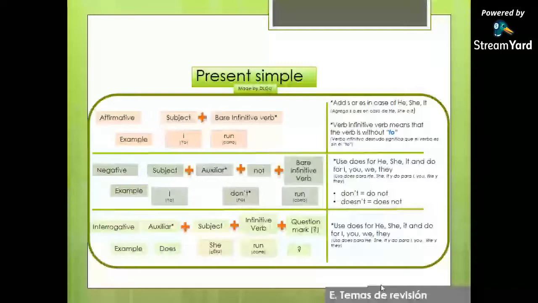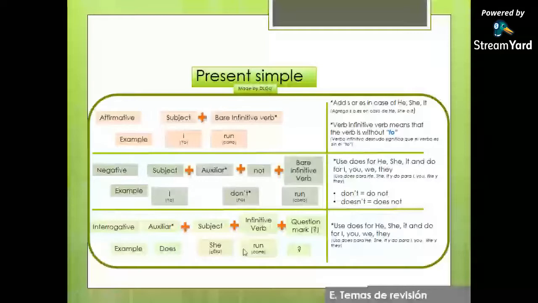Also, remember that you need to practice a lot of present simple, because during week 1 we started with this topic, and we also continue with the present simple during this second unit. Remember, in the affirmative form, we use the subject and the verb in the infinitive, for example, I run. In the negative, we can use the contraction or not: I don't, or I do not. Also, remember that if you are talking about he, she, or it, you need to use does instead of do. And for the interrogative form, we put first does, for example, then the subject, and after it the infinitive and the question mark. Does she run?